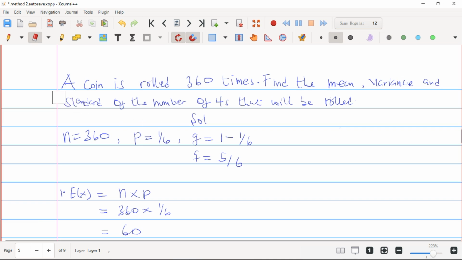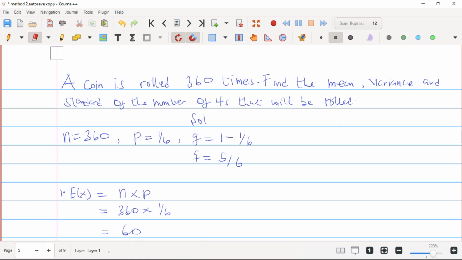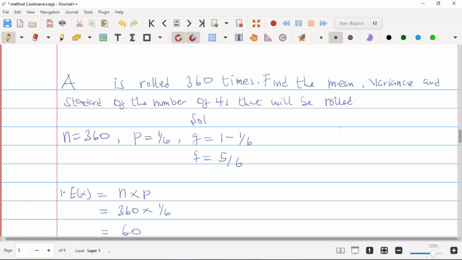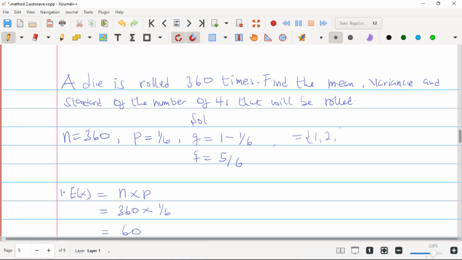I'll teach you how we got it. That's a similar example to what we were doing. So here this is not a coin, but rather a die. A die is rolled 360 times. So it's a die, sorry, not a coin. So you could see that our p is equal to 1 divided by 6, because for a die, the possible outcomes that you get are 1, 2, 3, 4, 5, 6.